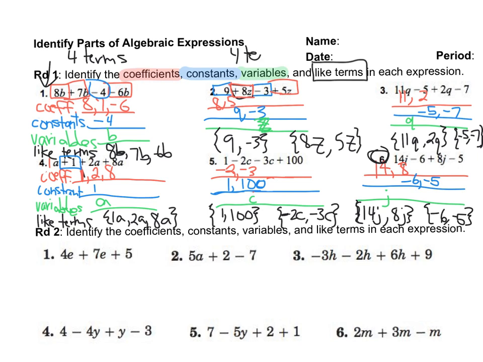All right, the reason why I didn't ask you to list how many terms there were is because just about every single one of these examples has 4 terms, right? If you look at problem 3, 4, 5, and 6, they all have 4 terms. If you look at round 2, problem 1, that only has 3 terms. It's only 3 pieces. So just a heads up on that.